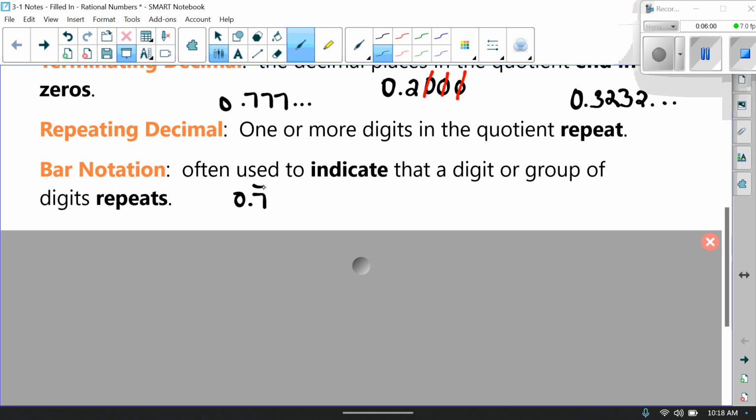What repeats in the other one? Yeah, 3, 2, 3, 2, 3, 2. So the 3 and the 2 repeat, right, in that order. So we would write 0.32 with the bar notation over the 3 and the 2. Please make sure you write down those examples that I gave for your vocabulary. That will be helpful.